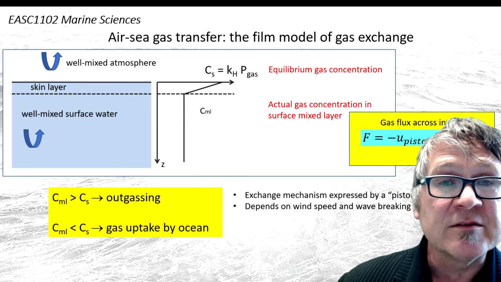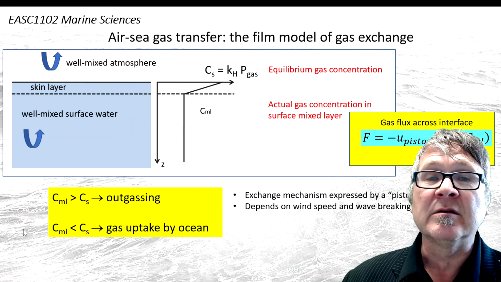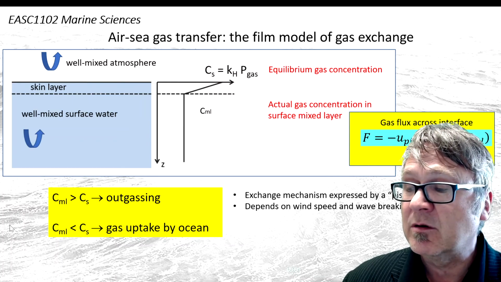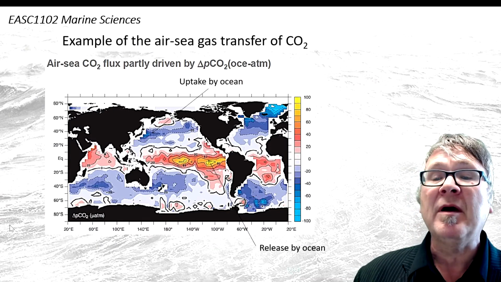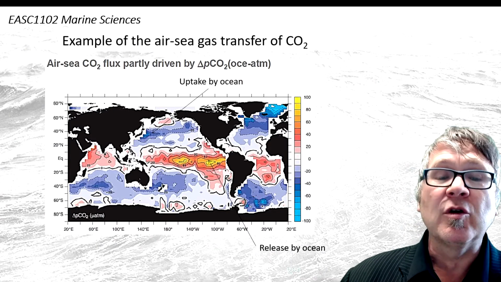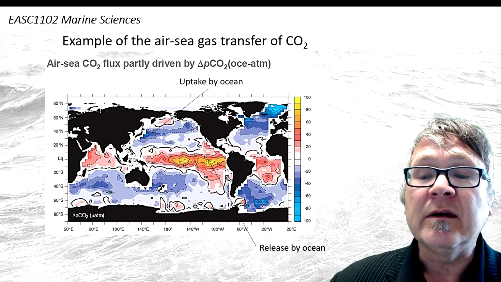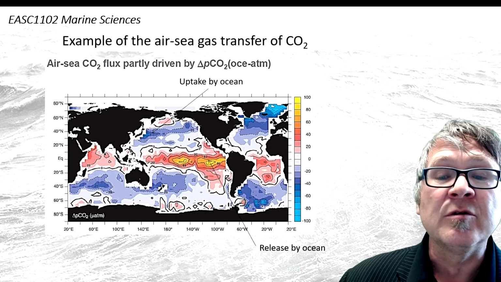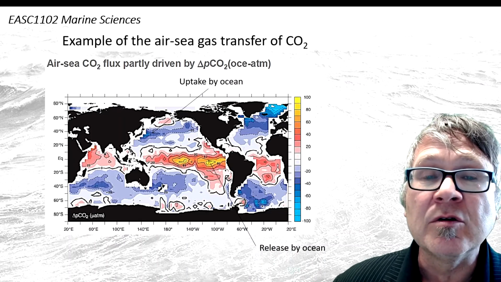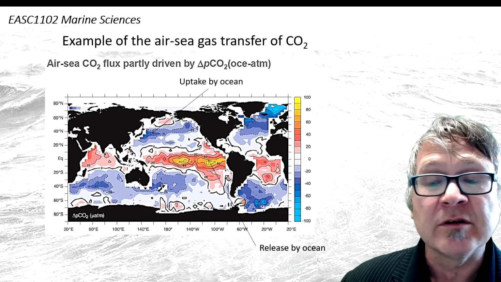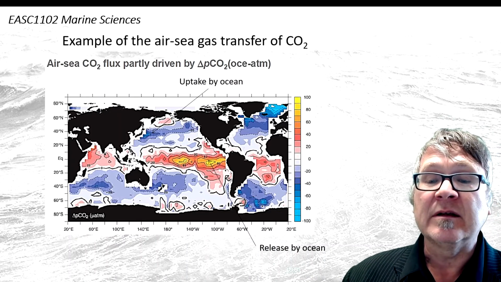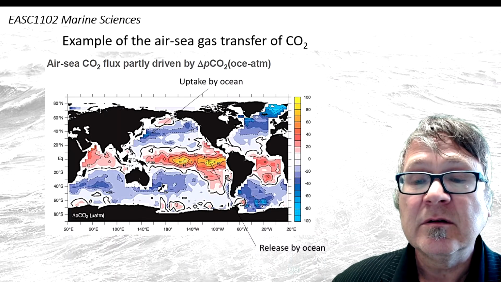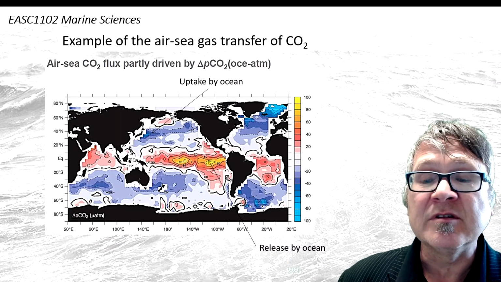You can apply this model and work out, for example, CO2 fluxes across the atmosphere. This is shown on the next slide. It's a map showing you the sign, whether there is a region where the CO2 is uptaken by the ocean or whether CO2 is released by the ocean. You can see a global map, and you can see the regions where CO2 is released and where CO2 is uptaken.